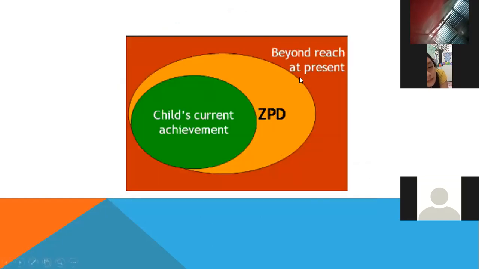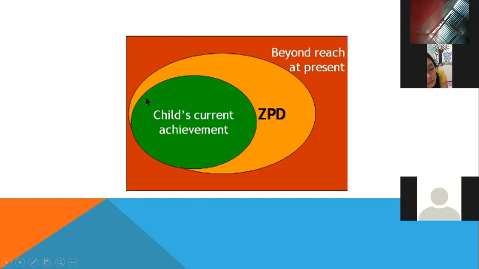You write this one out. I have here another. The green one is the child's current achievement, without help. With help, he goes beyond the green. The orange one is where the teaching occurs, where you give the assistance. Because you helped him, he is able to go here, beyond reach at present. So he knows more because of the assistance that you give here in the orange one.